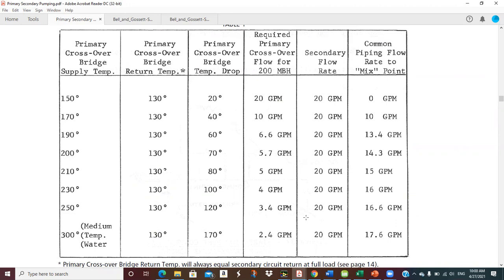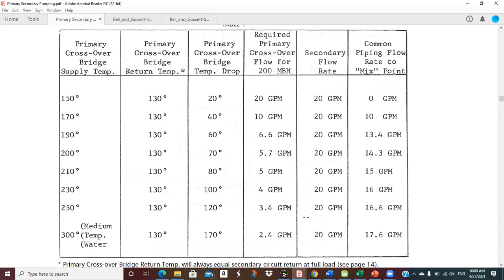Secondary flow rate's going to be 20 for all of them. And this is the common pipe flow rate in order to mix, in order to provide the 150. So then I'd have 170 mixing with 130. I'd have 10, that's a 50-50 mix. So I'd have 10 GPM of primary water mixing with 10 GPM of common pipe water to provide my 150 that then goes to my coil.